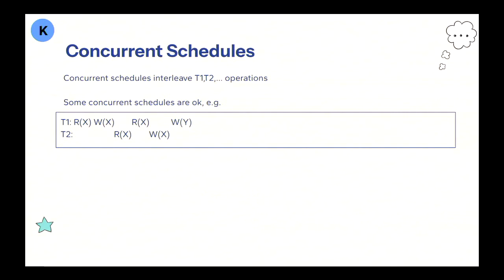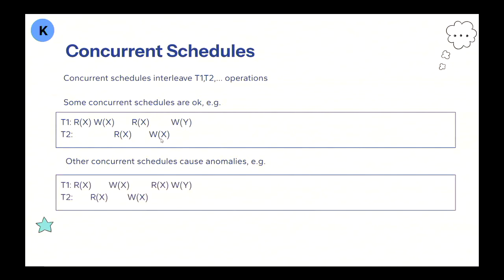And in comparison, we have concurrent schedules, which means that the operations could be interleaving, and sometimes the concurrent schedules are okay. For example, for T1 we read from X, we write to X, and then we read from X, and according to the value of X, we write to the value of Y. This is T1. For T2, we just read from X and write to X. This is okay.